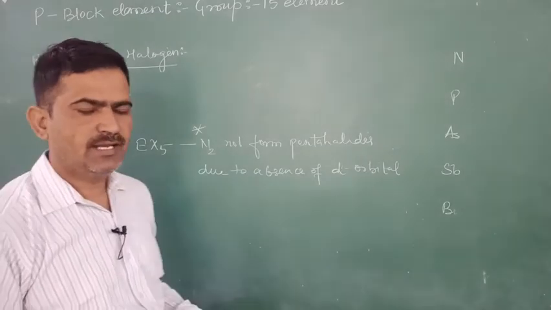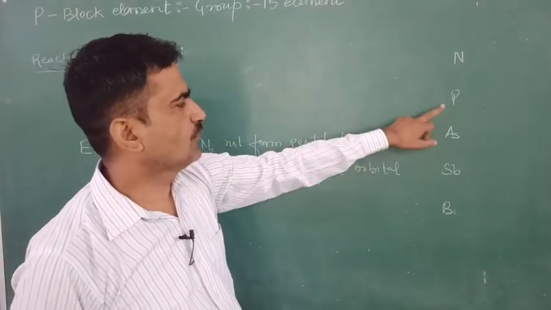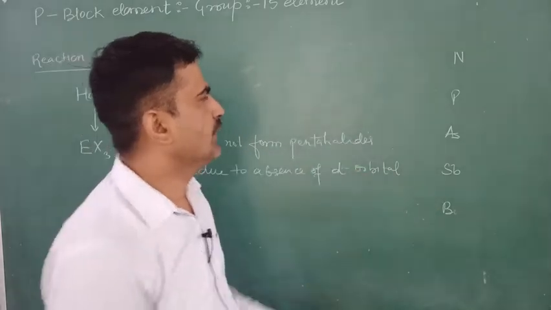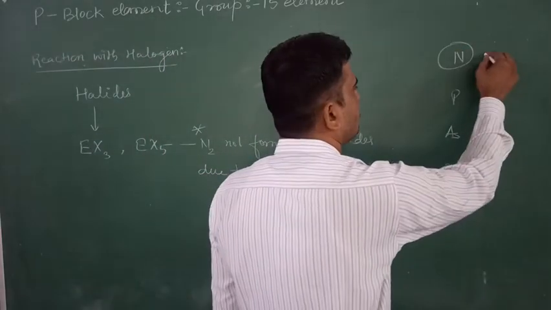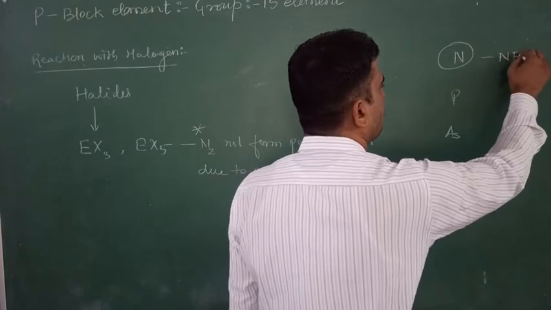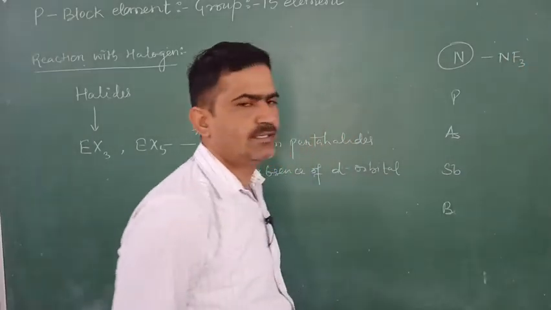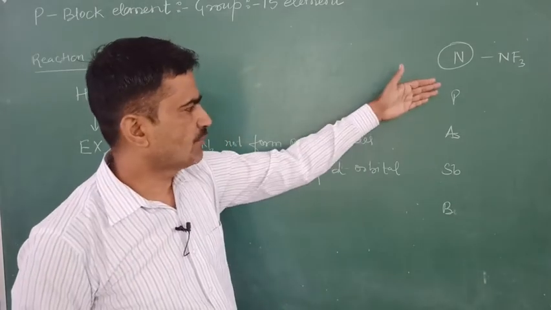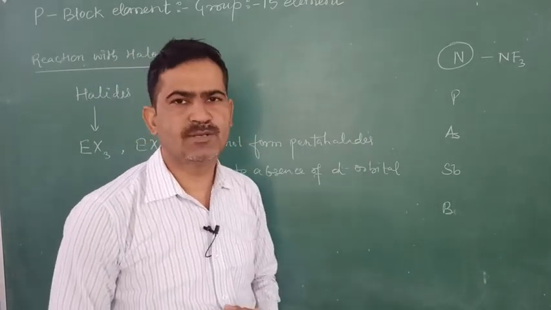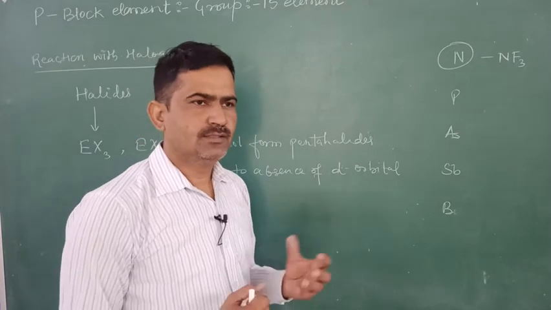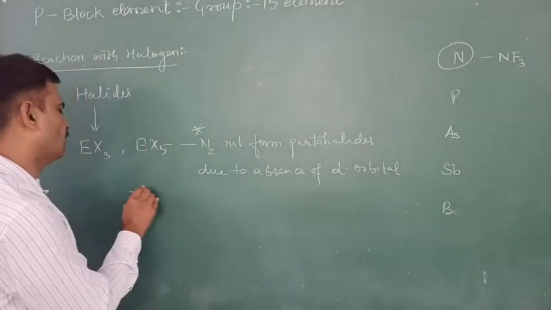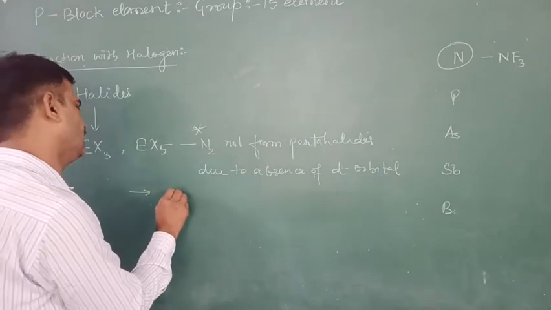Among the trihalides of nitrogen, phosphorus, arsenic, antimony and bismuth, in the case of nitrogen only the trifluoride is possible, and the rest are unstable. Trihalides of the rest of the elements are highly stable, and the halides in the higher oxidation states are covalent in nature.